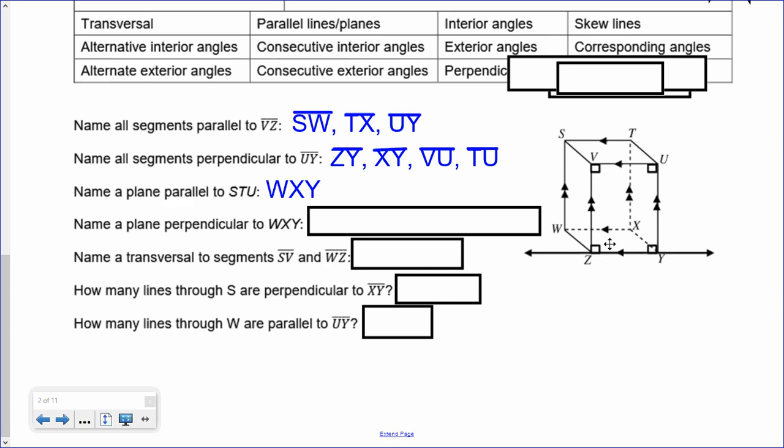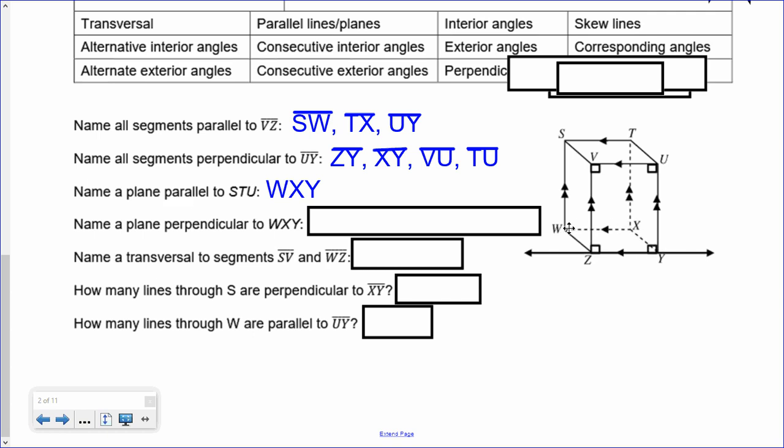WXY is the bottom of the shape. So if I want planes that are perpendicular to that, if this is horizontal, perpendicular would be vertical. So I'm going to go around and find all the vertical sides of my shape. And those are going to be perpendicular because they create that 90-degree edge along the bottom of my cube.